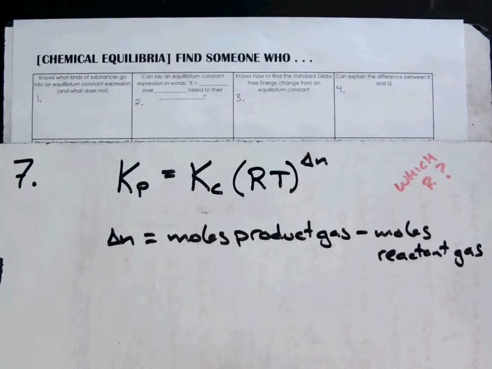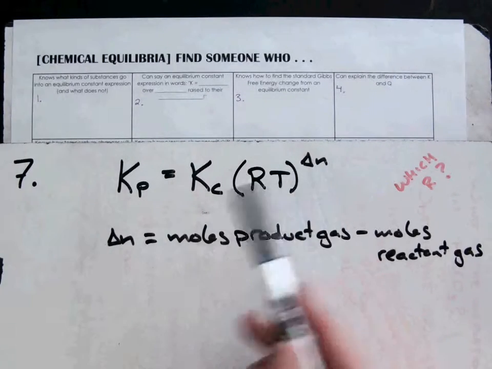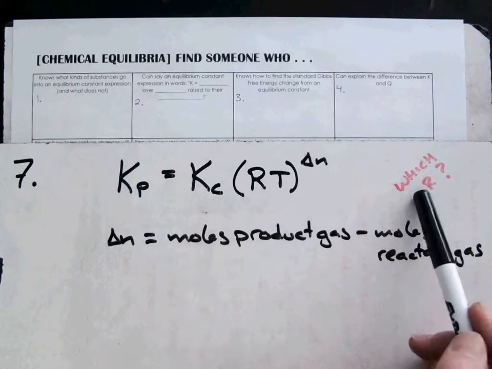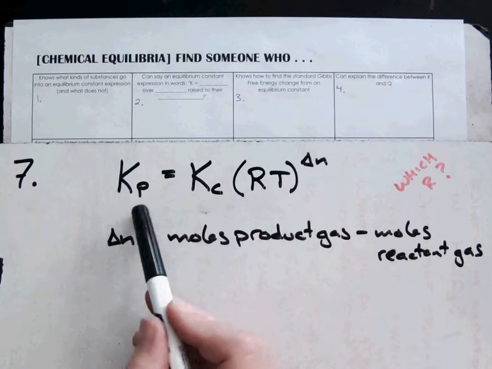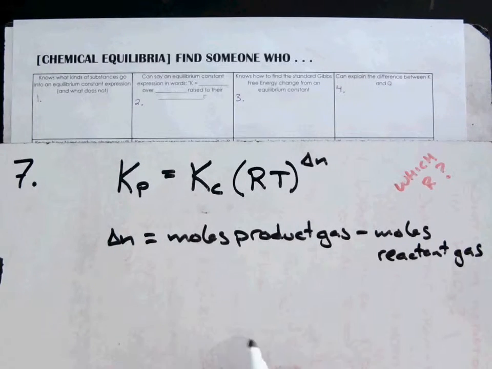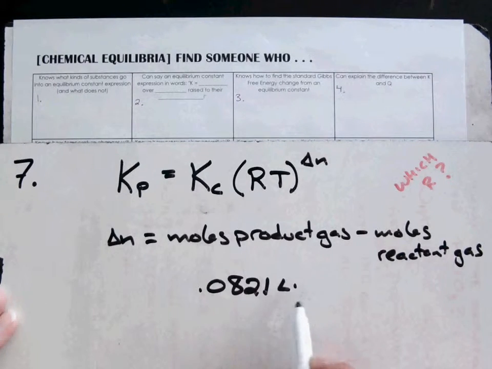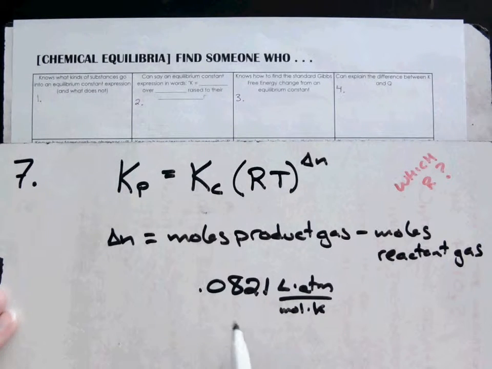For number 7, of course, we're referring to this equation. This is in your reference tables. All these equations I'm showing you are on your reference tables. If you have Kp, you can put in R and T and delta N and find Kc and vice versa. But look, it's another R. So let's ask ourselves which R. This is the R because we're relating pressures to molarities. This is the R that would go into the ideal gas law: 0.0821 liters atmospheres per mole Kelvin. That one is the R for this equation.